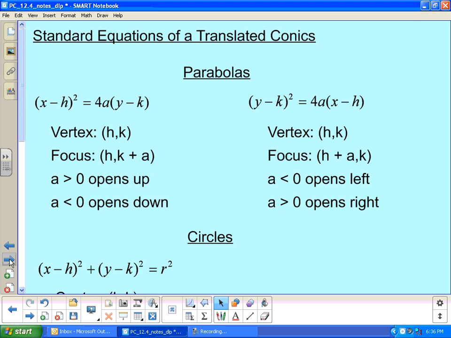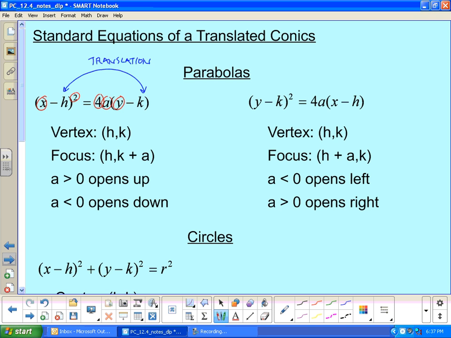So here we go. We take the same equations that we've worked with before: parabolas. We've got circles in here because we're going to talk about translations of circles again, and then our ellipse and our hyperbola. So the same major components are there. x squared equals 4ay. But then we introduce these translation values.